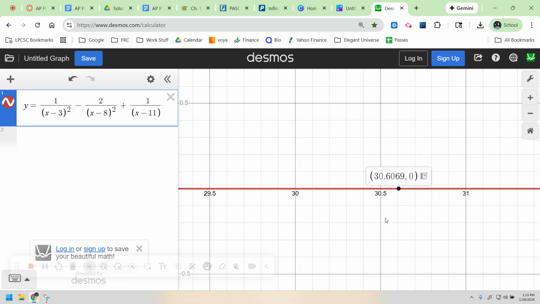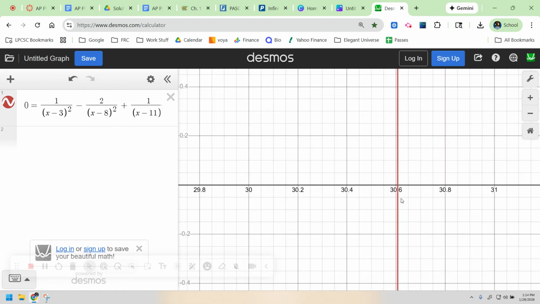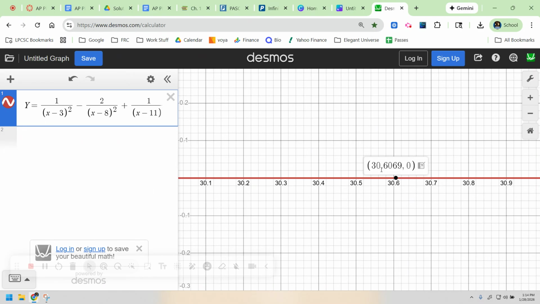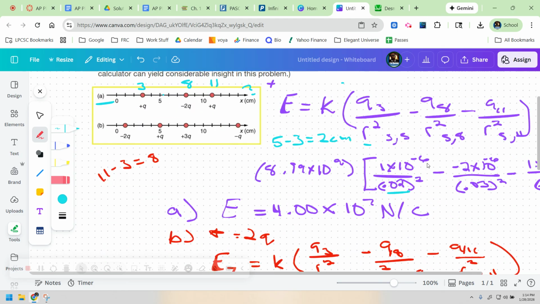Now, I knew where to zoom in on that. There's another way that you could do that too. I think if I plug in 0, it'll solve it. Let me try this. Yeah, see, when you plug the 0 in, it just crosses right here at this number, which is 35.6, roughly. So that's one way you could do it too. If you do it this way, you get a little bit more precise number. So basically, it's approximately 30.6 centimeters, okay? So that just took a little bit of fancy math.